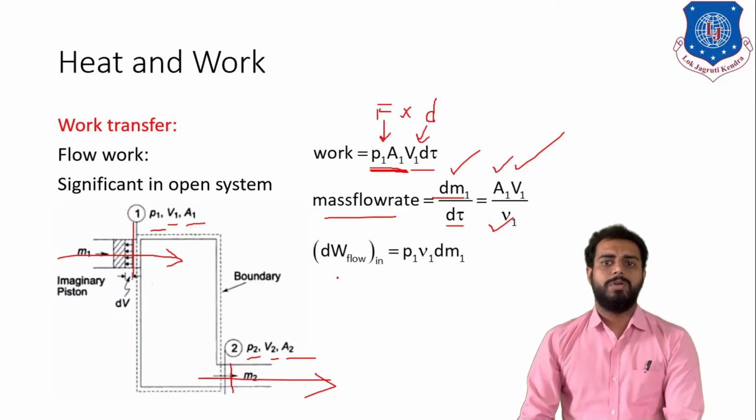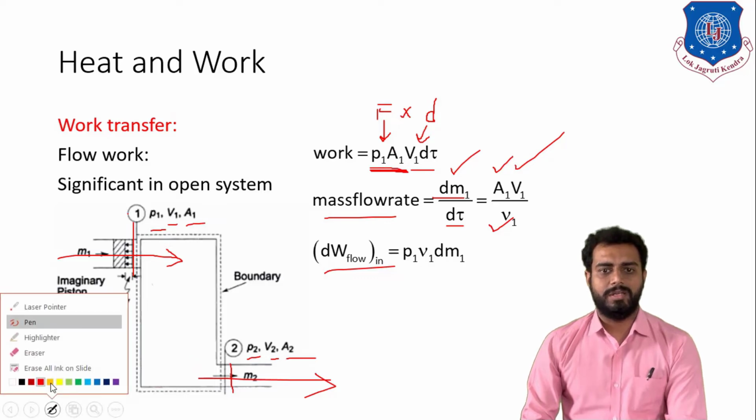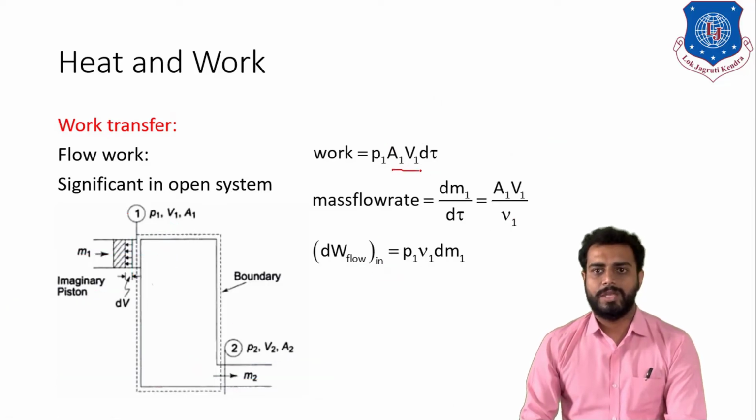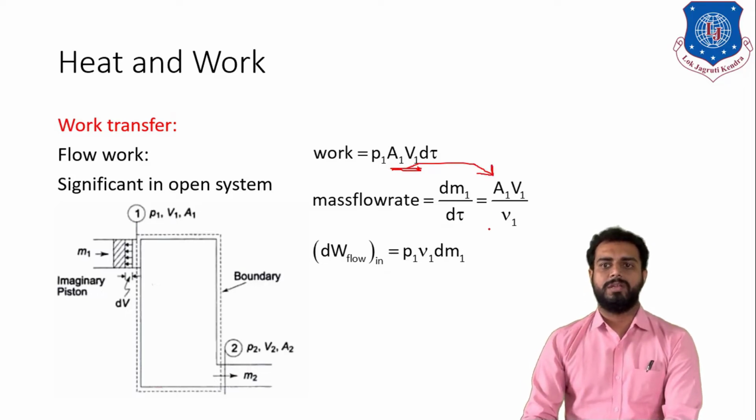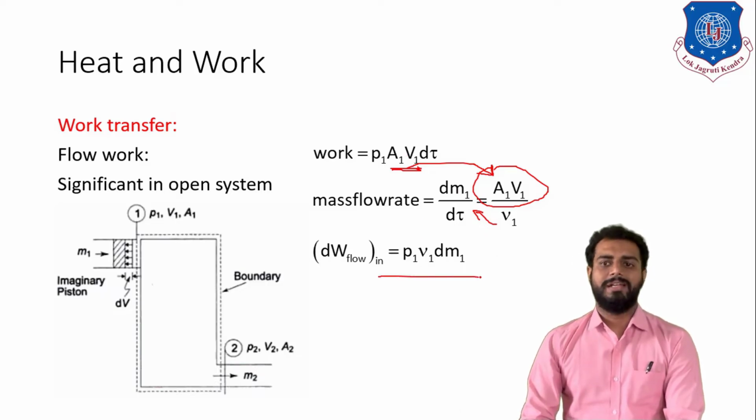Now flow work at inlet is equal to how much? So here, as you can see in this particular equation, let me erase other unnecessary terms. So as you can see, A1 V1. I have defined the A1 V1 from this equation. So instead of A1 V1, what can I write? In this second equation, if I make A1 V1 as a subject, then this small v1 will be multiplied on the other side, right? So I can write dm1 into v1 into d tau. So if I put this value over here, then the final value will be p1 v1 dm1.